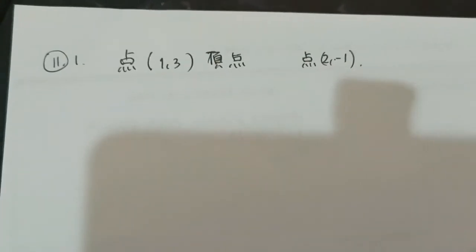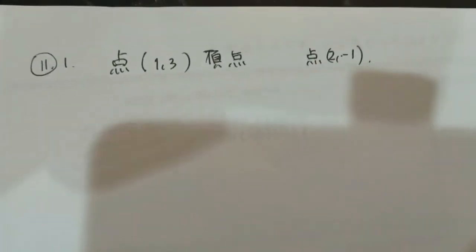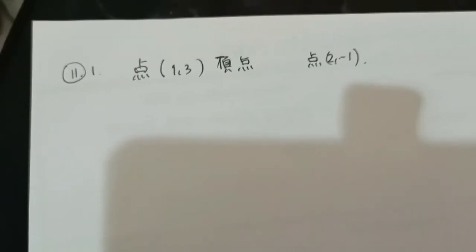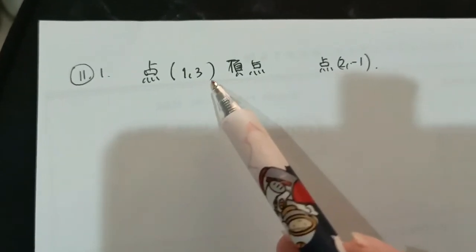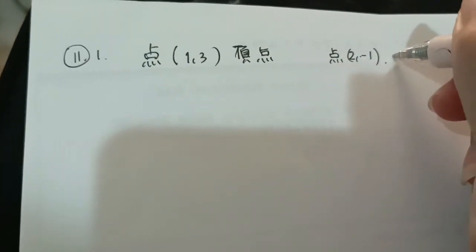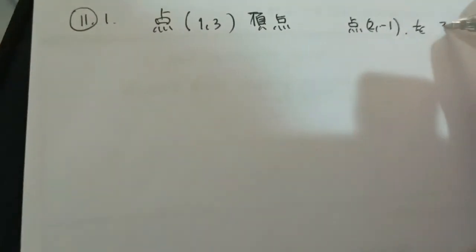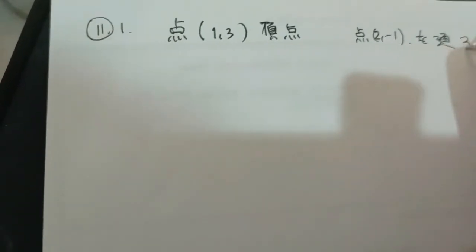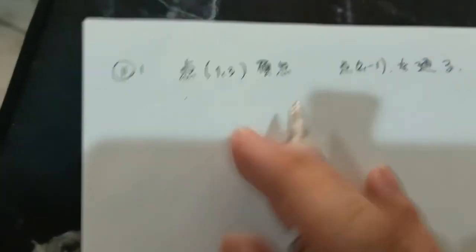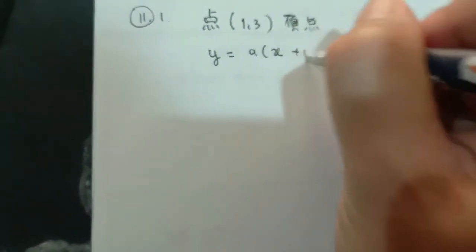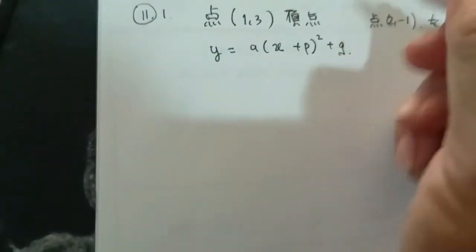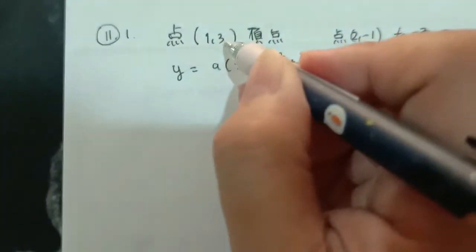Okay, now we are moving to the next question. We have the vertex over here at (1, 3), and another coordinate is (2, −1). So we are going to write down the formula first. The formula is y = a(x + p)² + q. So we are going to use this vertex.